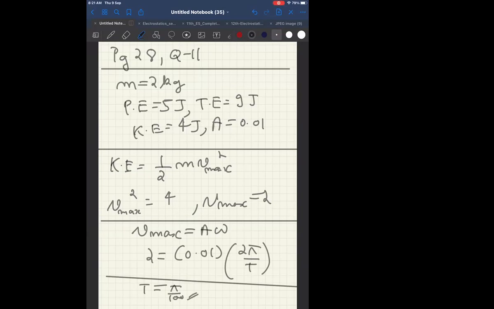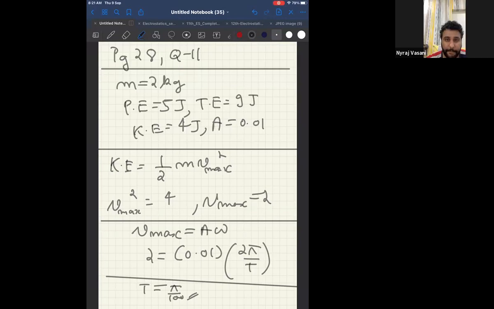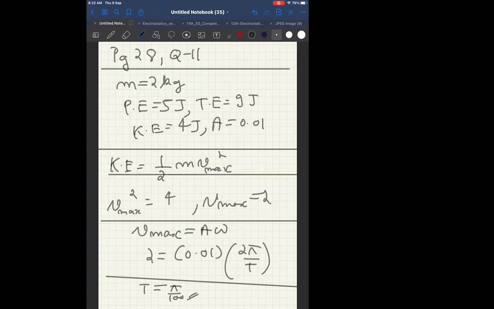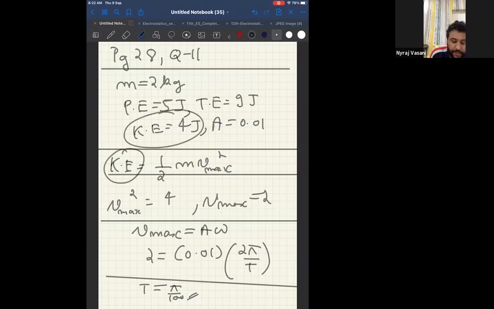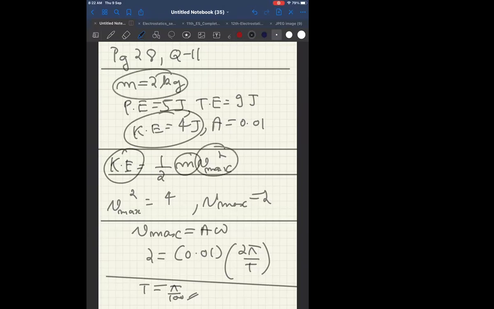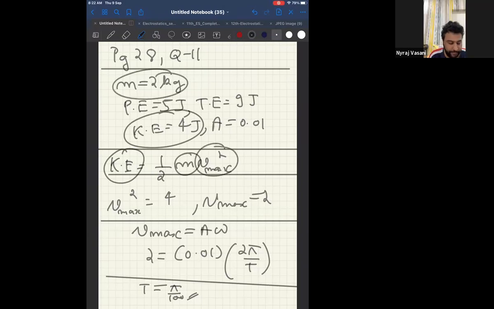Sir, how did you get velocity? I got maximum velocity because I want maximum kinetic energy. Maximum kinetic energy is half m v max square, correct? So from there, kinetic energy I know, mass I know, can't I get v max square?